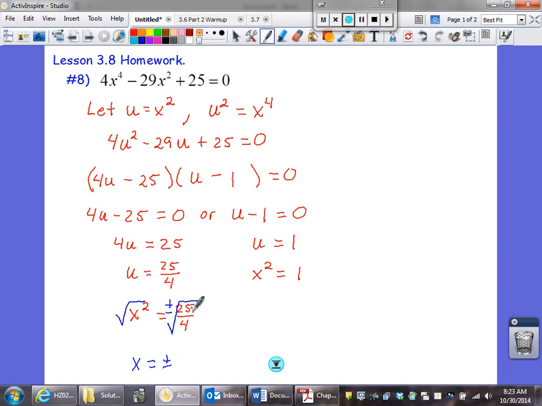These guys are perfect squares. The square root of 25 is 5, and the square root of 4 is 2. Look at that. We got two solutions. We got positive 5 halves and negative 5 halves.